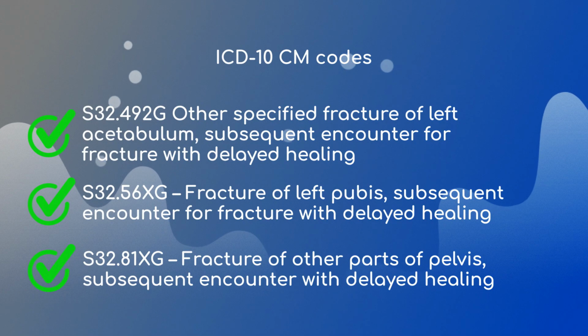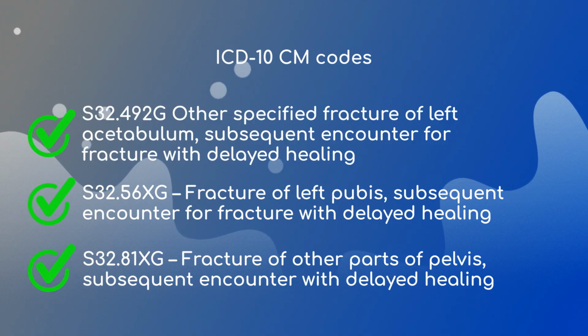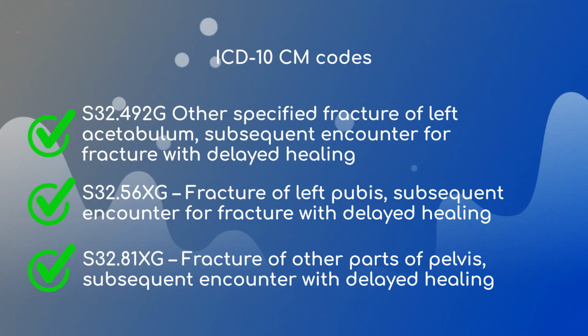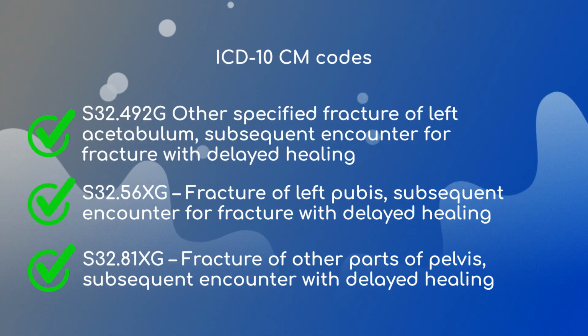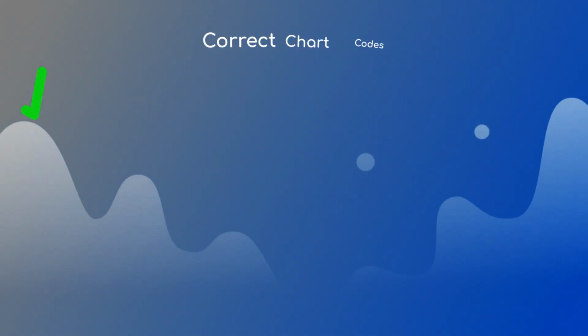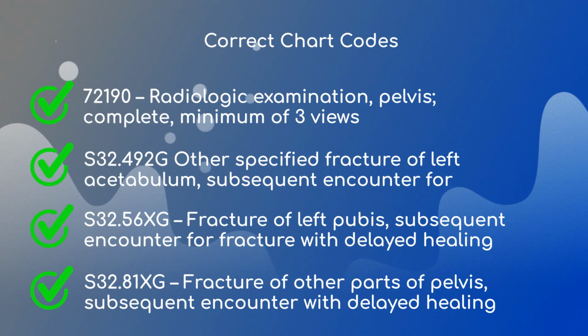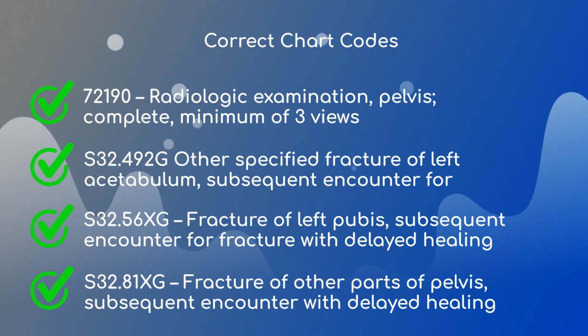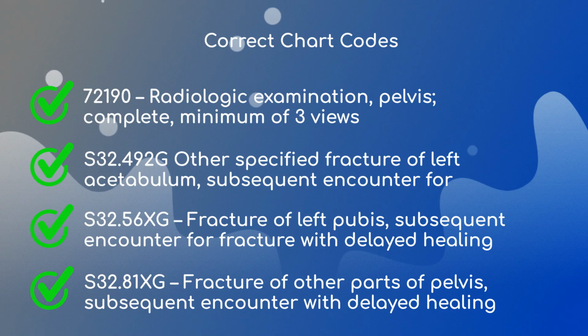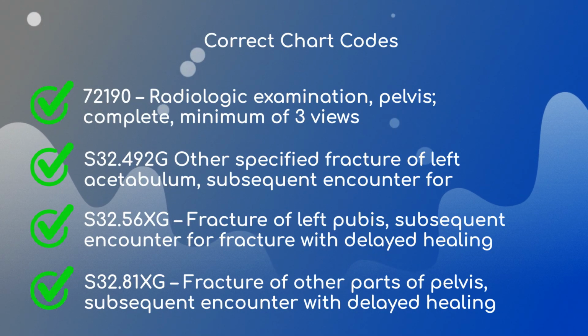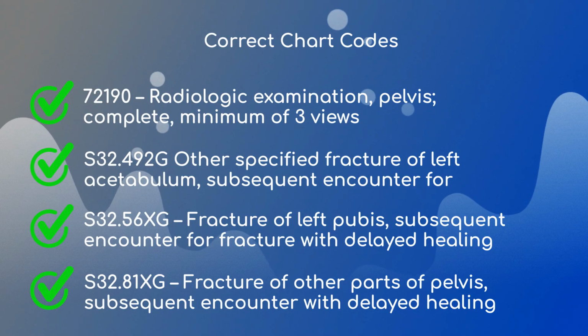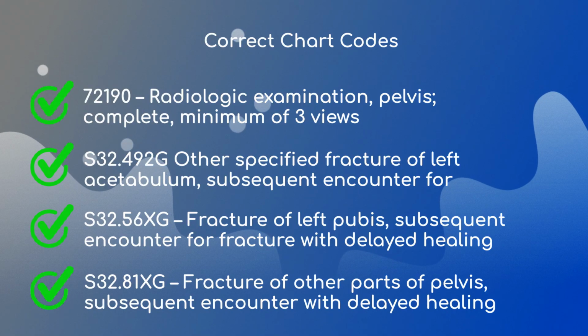The patient had a previously documented left acetabular fracture. S32.56XG, fracture of left pubis, subsequent encounter for fracture with delayed healing. Obturator ring fractures are mapped to the pubis. S32.81XG, fracture of other parts of pelvis, subsequent encounter with delayed healing. Used for lateral lumbosacral junction fracture when no more specific pelvic fracture code exists.